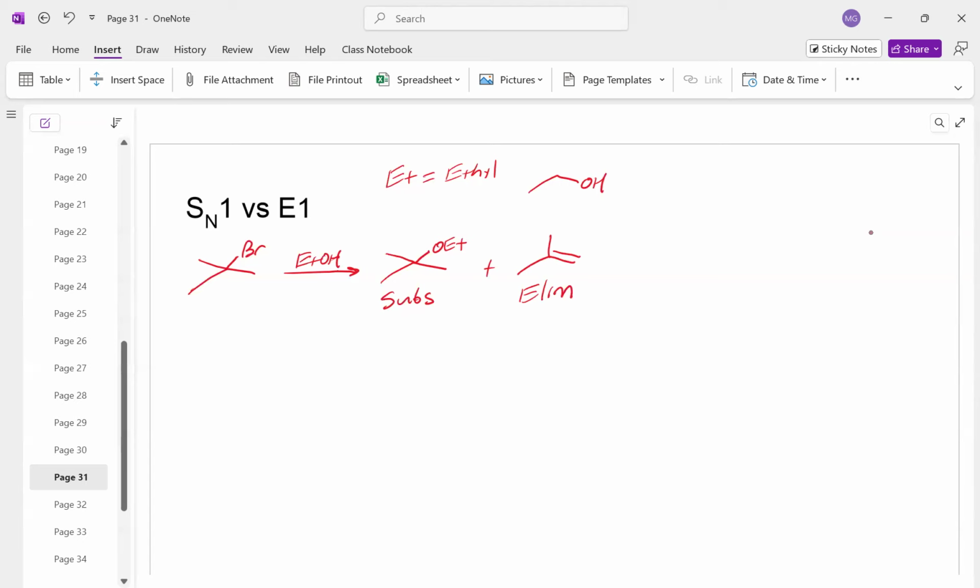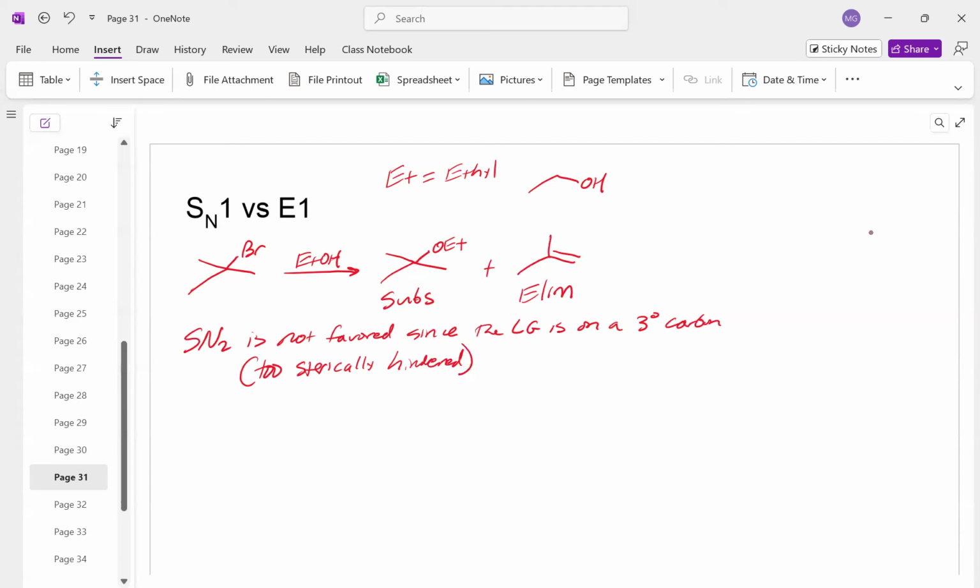Now, if I were to ask you, do you think that the substitution product is formed through an SN2? Hopefully, you would say no, SN2 is not possible since the leaving group is on a tertiary carbon. It's too sterically hindered for SN2 to occur.